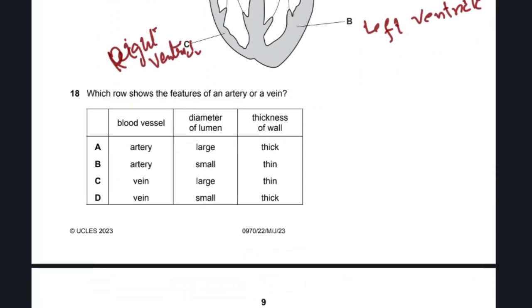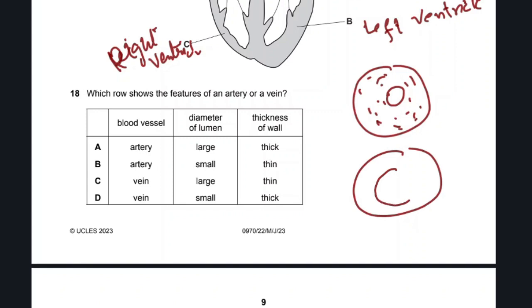Okay, so which row shows the features of an artery and a vein? Now I am going to draw an artery. An artery has more wall thickness and a small diameter, while a vein has a large diameter, or the lumen size is larger, and less wall thickness. So if we compare them, the first one, artery with large lumen, is wrong. Artery with small lumen, yes, but thin walled, wrong. If we look at the vein, it has a large lumen and is thin walled, so C is the right answer.